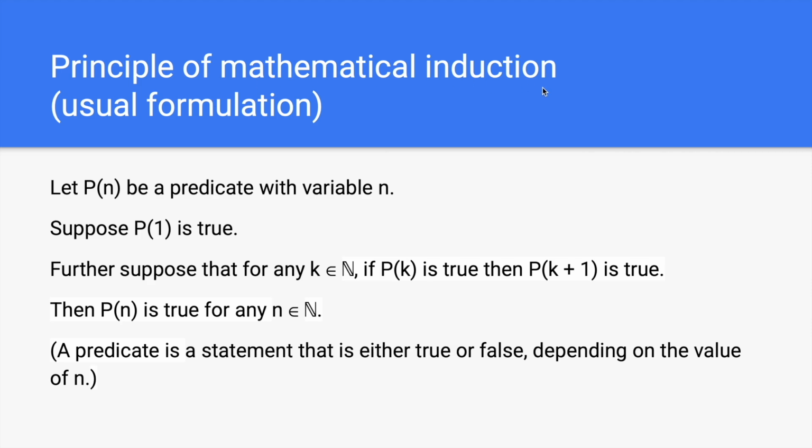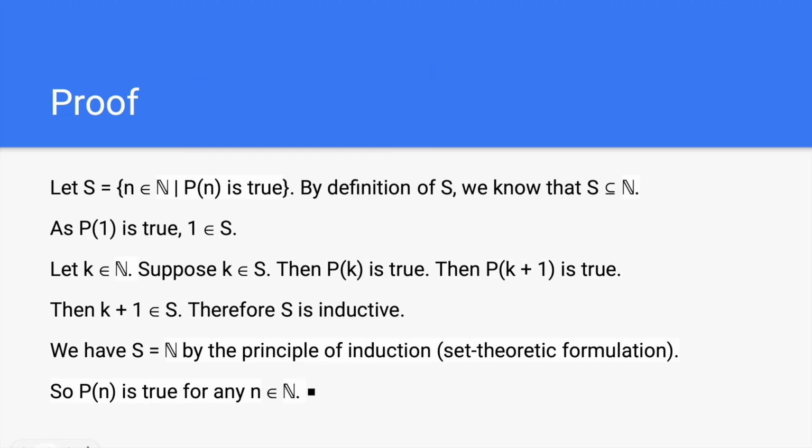Principle of mathematical induction. Usual formulation. Let P(n) be a predicate with variable n. Suppose P(1) is true. Further, suppose that for any k in N, if P(k) is true, then P(k+1) is true. Then P(n) is true for any n belonging to N. A predicate is a statement that is either true or false, depending on the value of n.